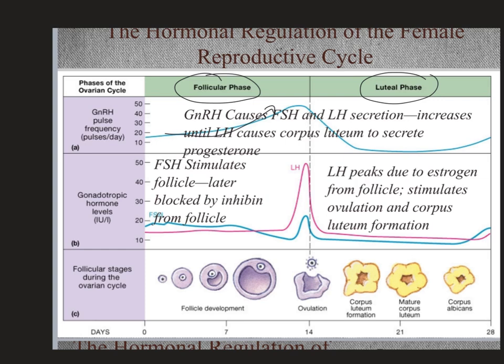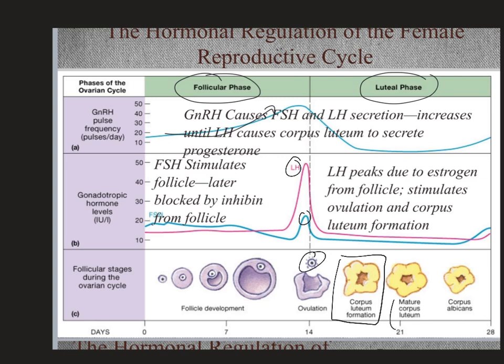Now, what happens closer to day 14 into that ovulation cycle? So we have that secretion of LH and FSH. So we're secreting those two hormones. We know that FSH stimulates the follicle. It is going to be blocked by another hormone called inhibin that's going to be released from that follicle. Luteinizing hormone peaks due to estrogen from the follicle, and this is going to help pop that egg out. So you see right here, from luteinizing hormone, we actually get ovulation. And then we form that corpus luteum. So that follicle will continue into an endocrine structure.